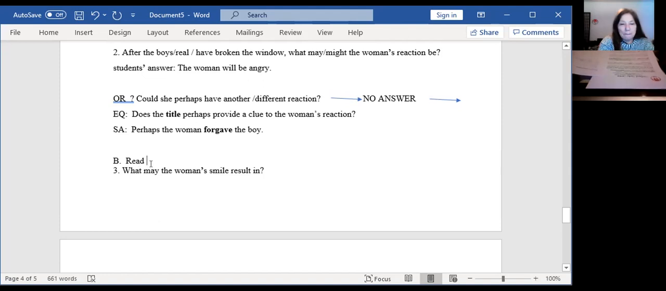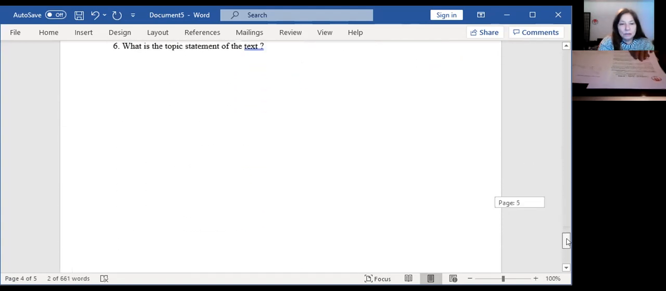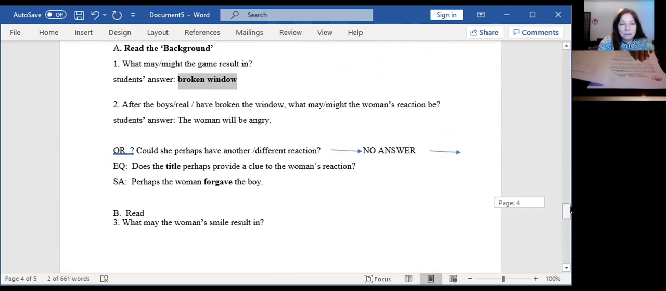Read how much and why? But the question 1, the answer is broken window. Yes. Okay. So the answer is broken window. So what can you now ask them to do? Read what part to find out what? Read what part in relation to the broken window in question 1. What can you ask students to do?